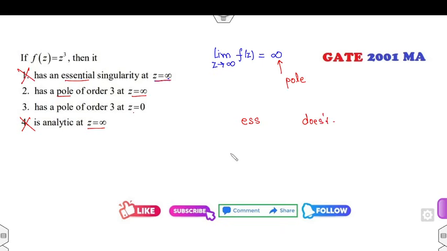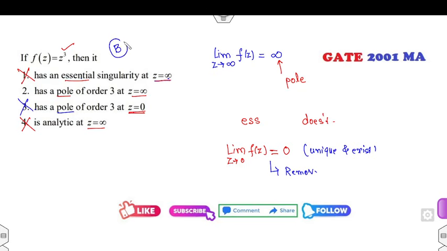Fine. Now we can see that the first and third options are cancelled, and the fourth option too. Now we can check the limit at z equal to 0. The value will be f(z) is z cube. It's 0. What does it mean, 0? That's unique and exists. Once it's unique and exists, what does it mean? That means this is a removable singularity. But he said pole. This option is also cancelled. The only option left, B, is the correct answer to this problem.